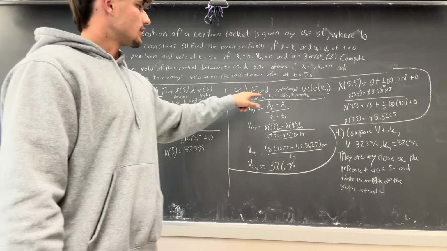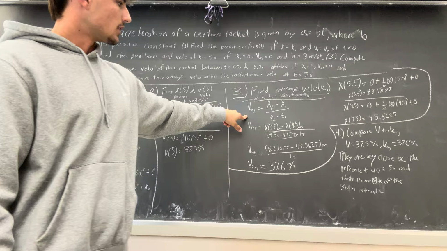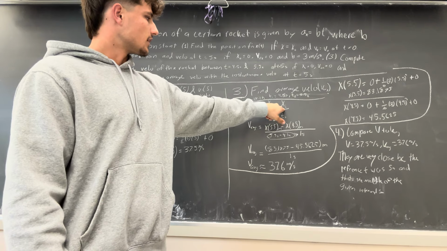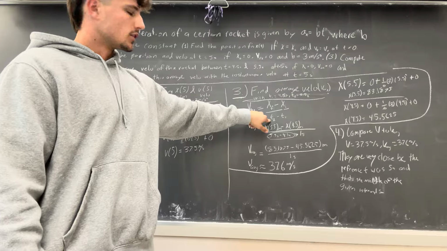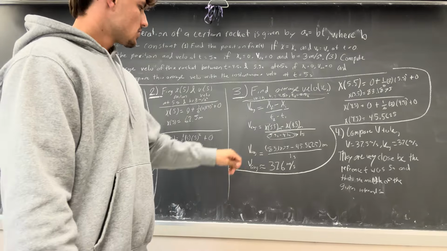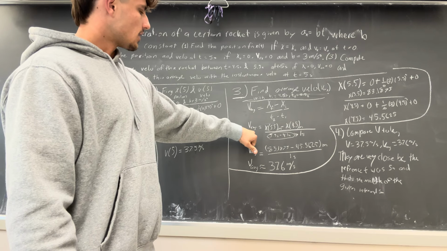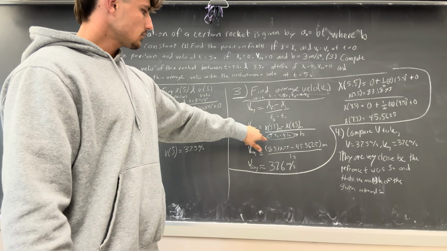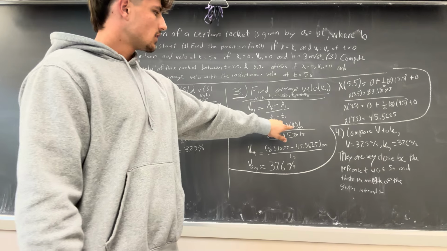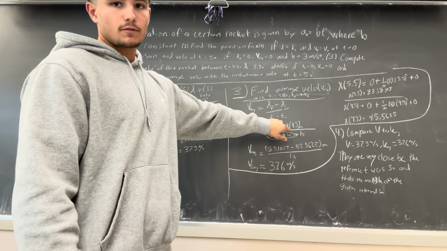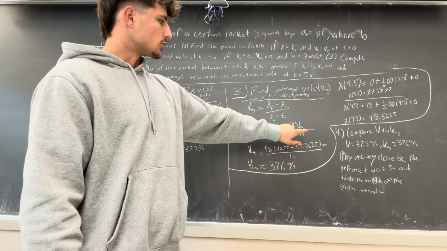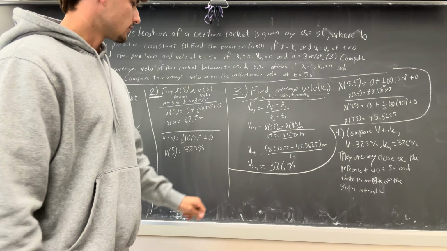Step 3, find the average velocity. We know that average velocity is equal to x final minus x initial over t2 minus t1. So the average velocity is equal to position at 5.5 seconds minus position at 4.5 seconds over t2 minus t1, which is 1 second, because there's a 1 second difference.